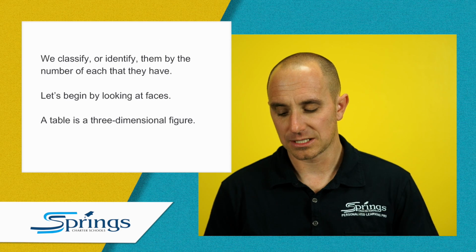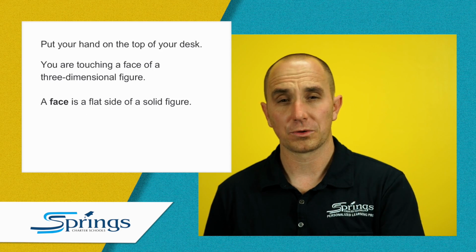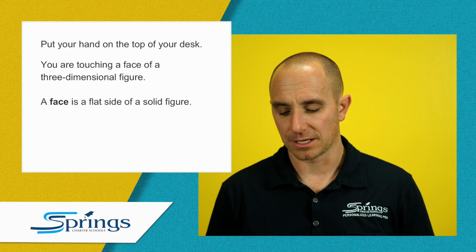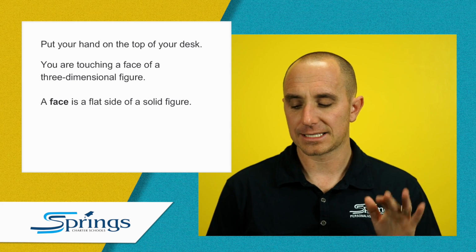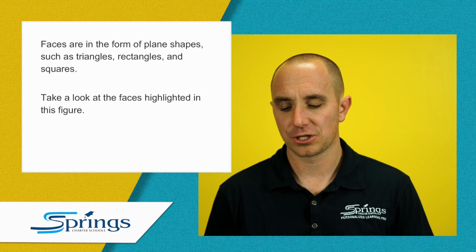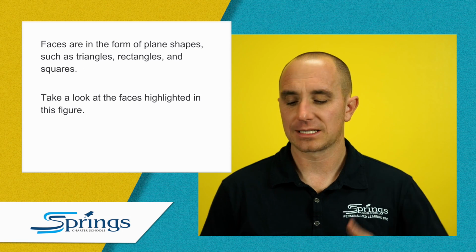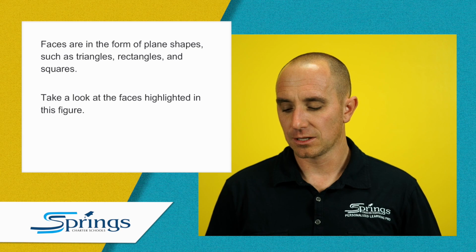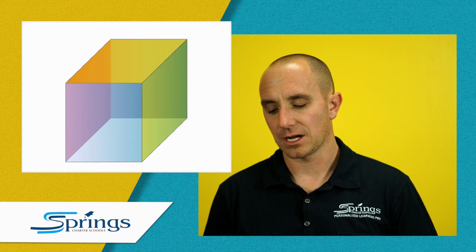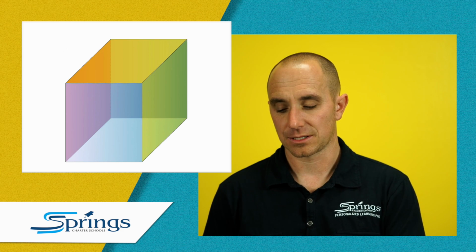So a table is a three-dimensional figure. We discussed this before. If you put your hand on top of a table, okay, you're touching the face of a three-dimensional figure. So a face is a flat side of a solid figure. Faces are in the form of plane shapes, such as triangles, rectangles, and squares. So take a look at the faces highlighted in this figure. Okay, so you can see they're different colors, but they're all flat surfaces.